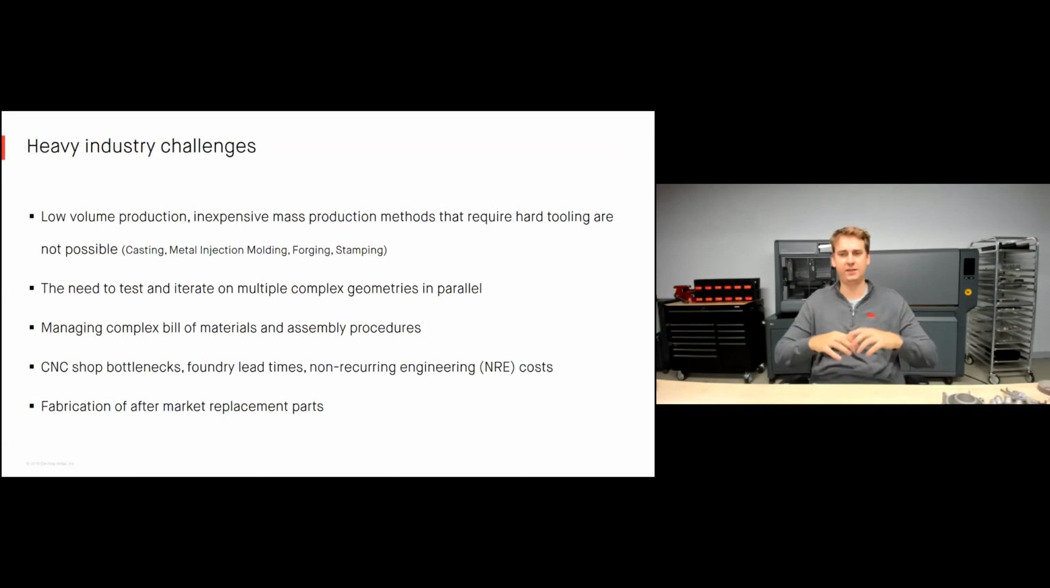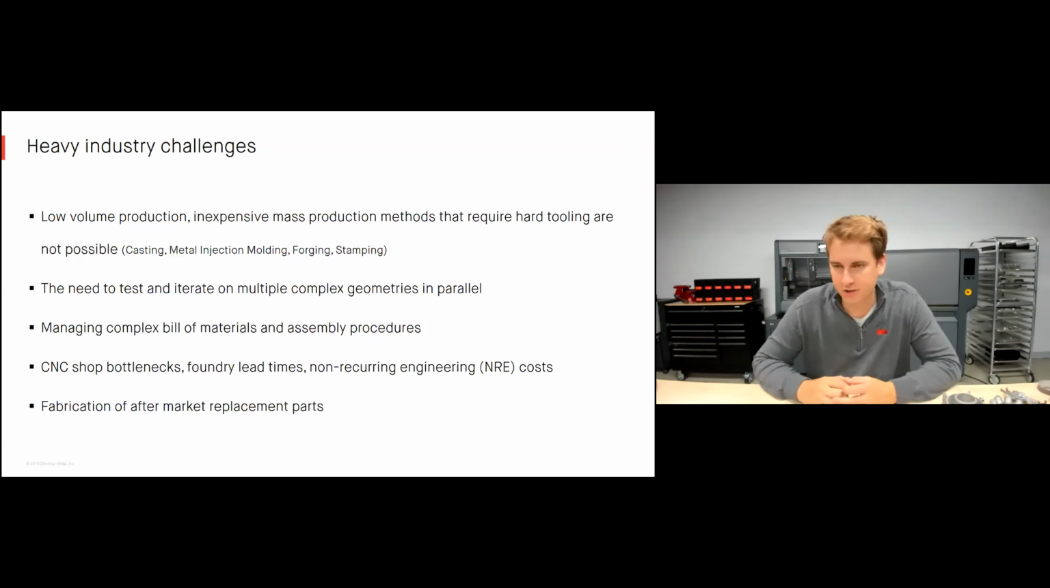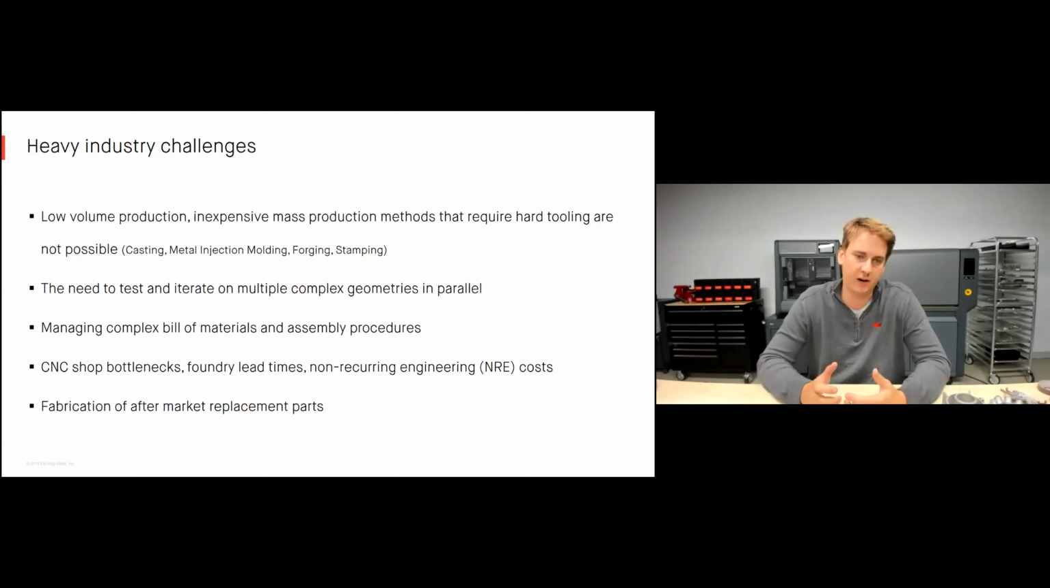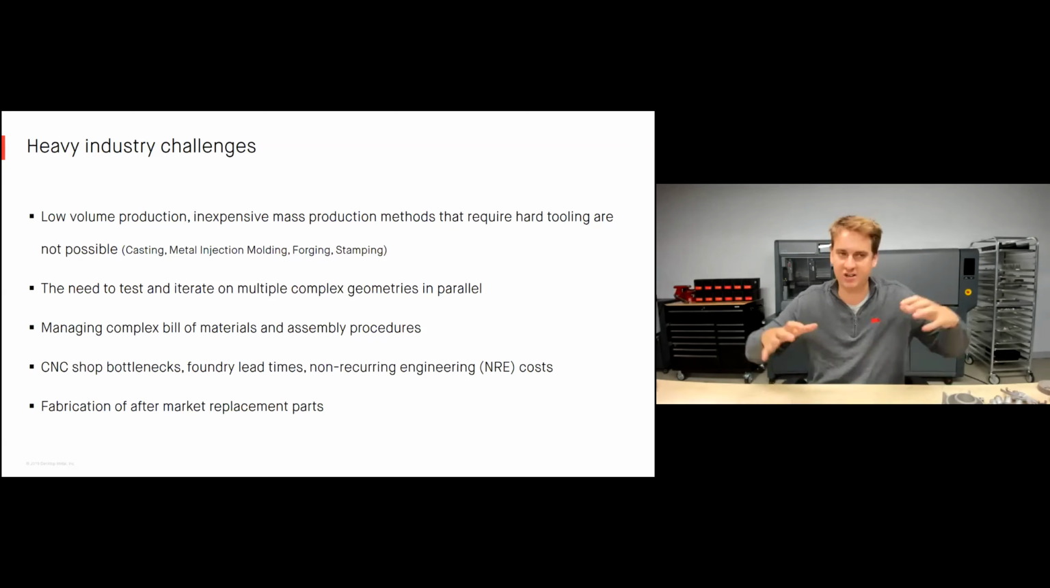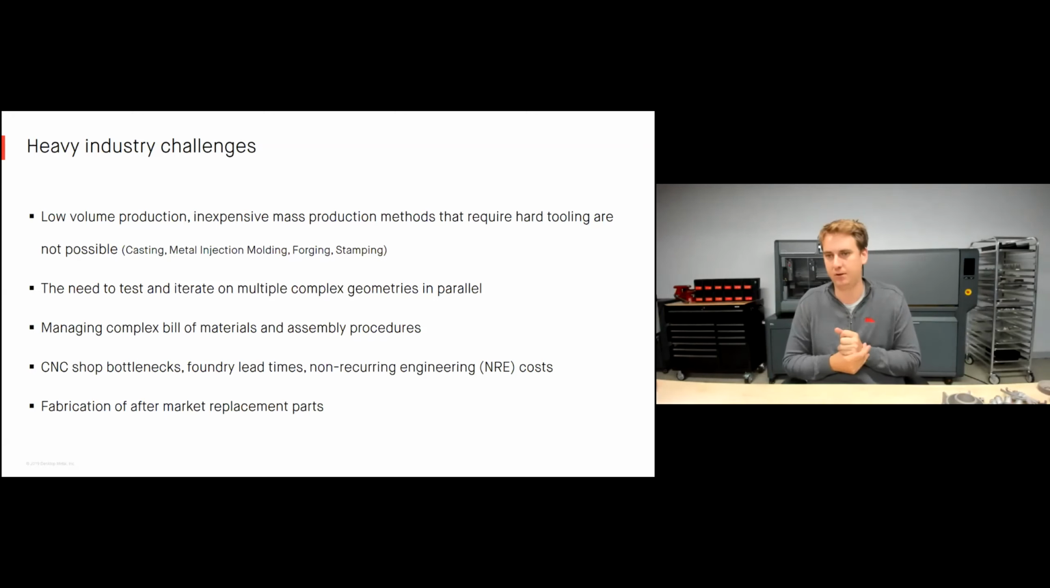In heavy industry, we're seeing these massive machines with thousands, or hundreds of thousands, even millions of parts. So managing these very complex bills of materials and assembly procedures is a challenge. You have whole teams working around assembly procedures or working around bill of materials and supply chain. It's very, very difficult to manage these very large assemblies and ensure everything is being put together correctly.